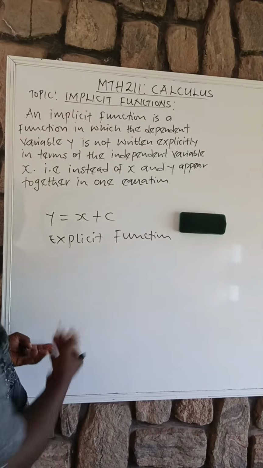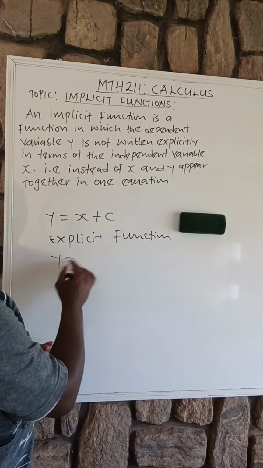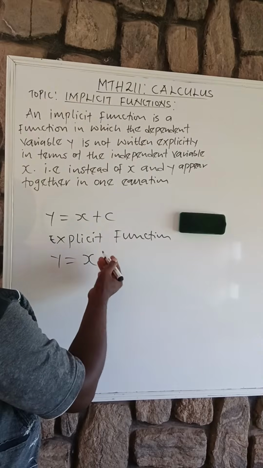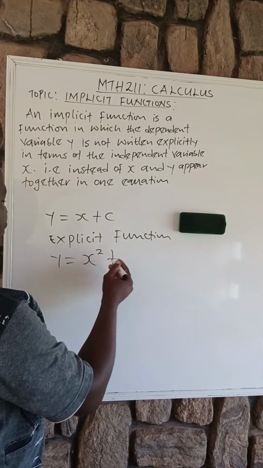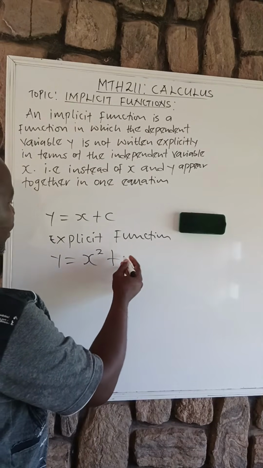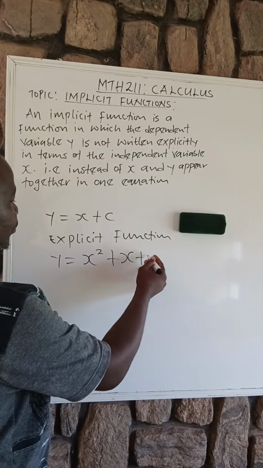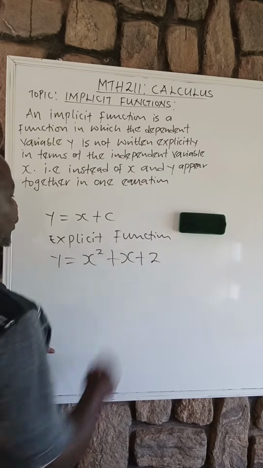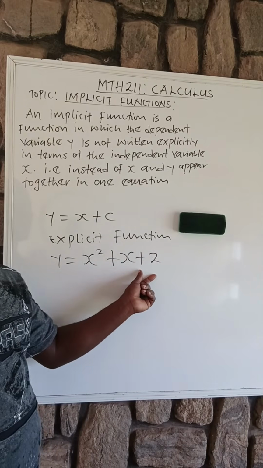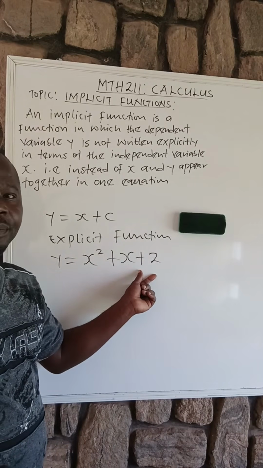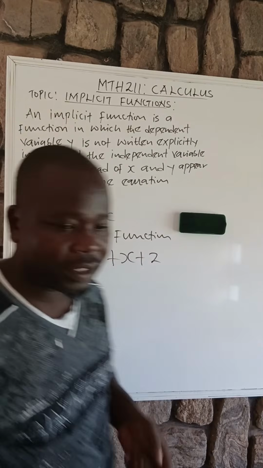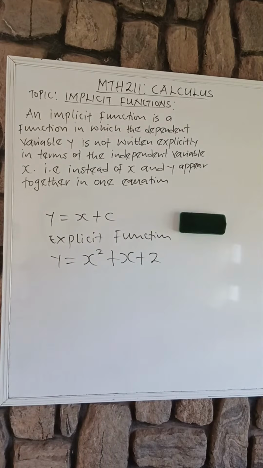So what you normally do, you differentiate explicit functions of this form. Sometimes you have y equals x squared plus x plus, let's say, 2. This is an explicit function. Please take notes. Is that clear? Hope you are following. Please look at the board very well.